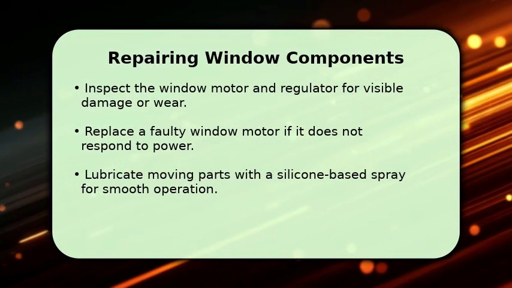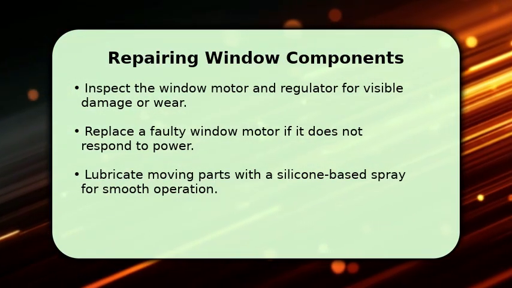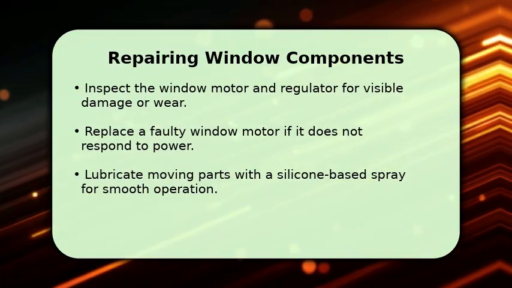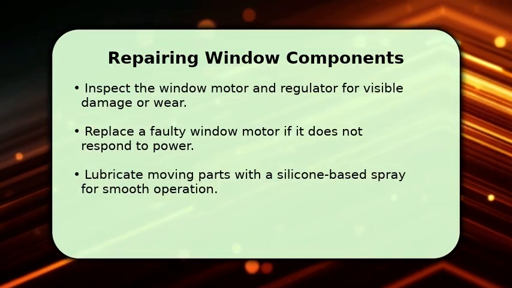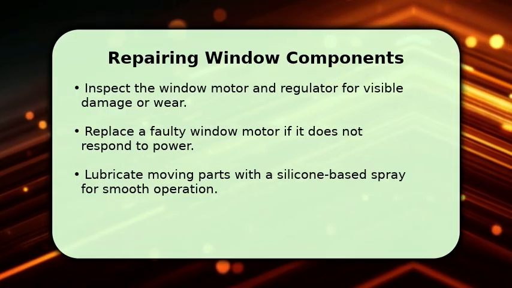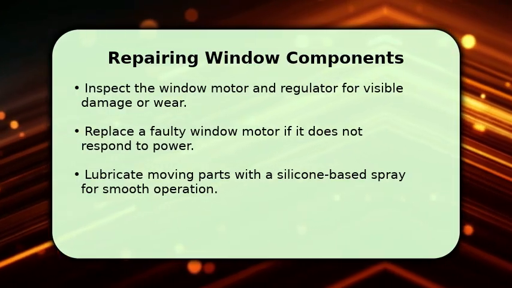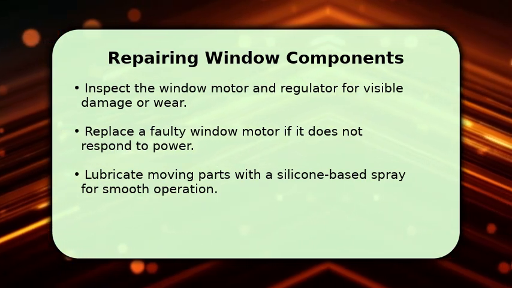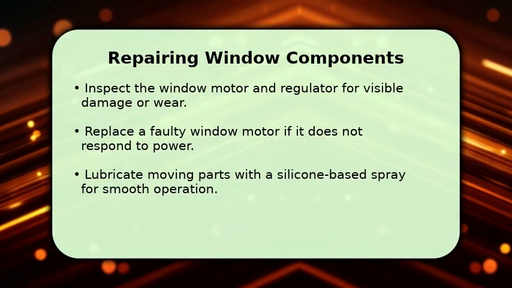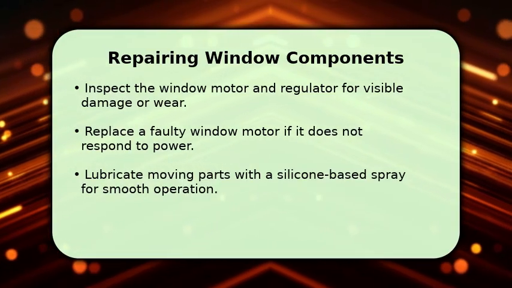Once the door panel is off, you can inspect the window motor and regulator. Look for any broken cables, bent tracks, or signs of corrosion. If the motor isn't responding, it likely needs replacement. Disconnect the old motor, install the new one, and reattach the wiring. Also, apply a silicone-based lubricant to the window tracks and moving parts for smoother operation.